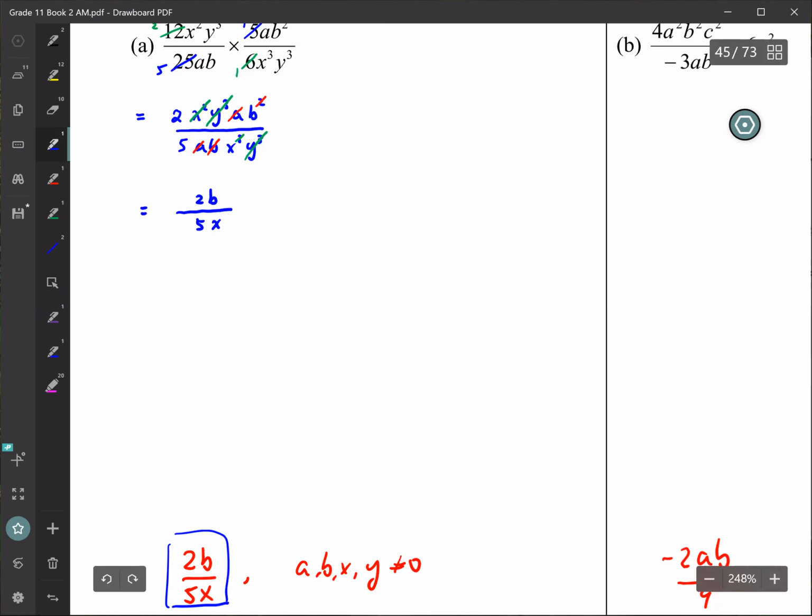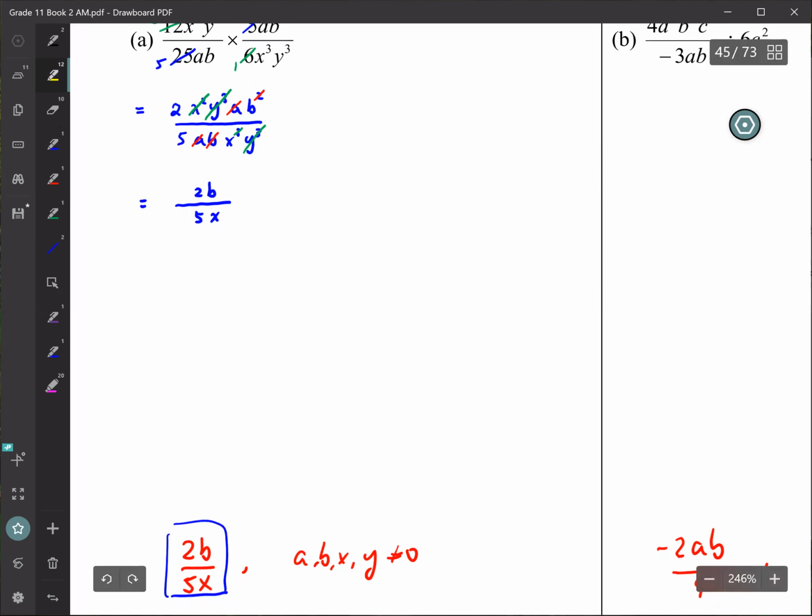Okay, now for the restriction, you need to look at the denominator. The line you look for is this one, before the variable cancels out. So a, b, x, y, right? They are all factors. So that's also correct. Okay, very good.